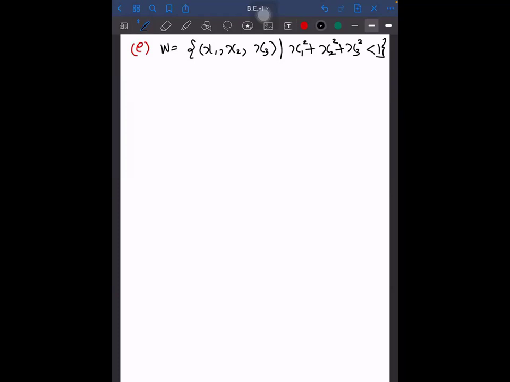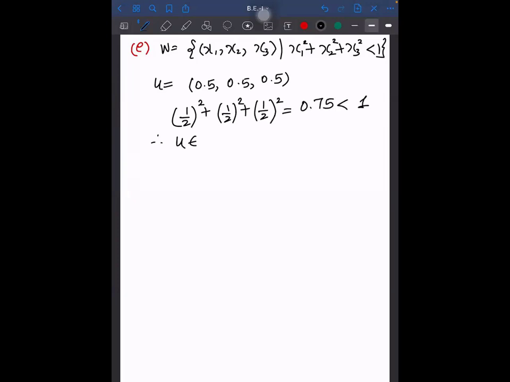Sir, if in U and V all three terms are 0.5, individually they will belong, but when we add them... Exactly. So U is (0.5, 0.5, 0.5). In this case I have half square plus half square plus half square, which is 0.75, less than 1. So your U belongs to W.